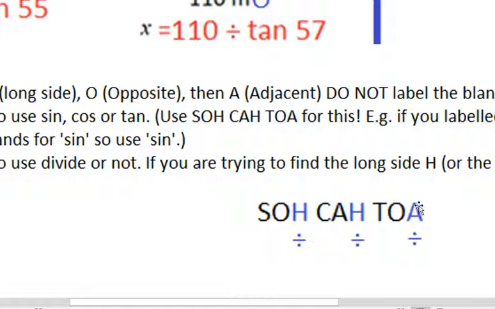See, the last letter is H, the last letter is H, but in TOA, the last letter is A. If we're trying to find the last letter, you could remember this mnemonic. You think to yourself, dead end, divide. At the end of SOH we have H. If we're trying to find our H, we use divide. At the end of CAH we have an H. If we're trying to find our H, we use divide. At the end of TOA we have an A. If we're trying to find A, we use divide.